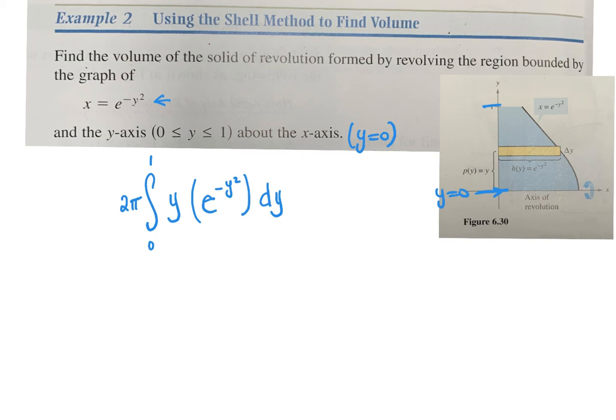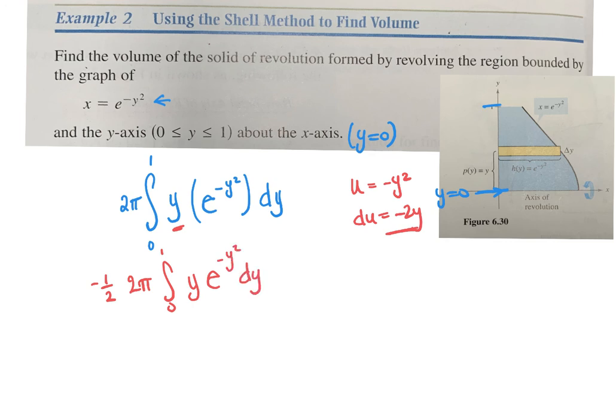Now, if I were to use u substitution here, my u would be my negative y squared. My du would be negative 2y. I have a y. I'm going to end up with a negative 2y, right? So I need to multiply both sides by negative 1/2, right? Does that make sense? So I have negative 1/2. That's going to help me get rid of this part here. Times the 2 pi, 0 to 1, right, of y e to the negative y squared dy.